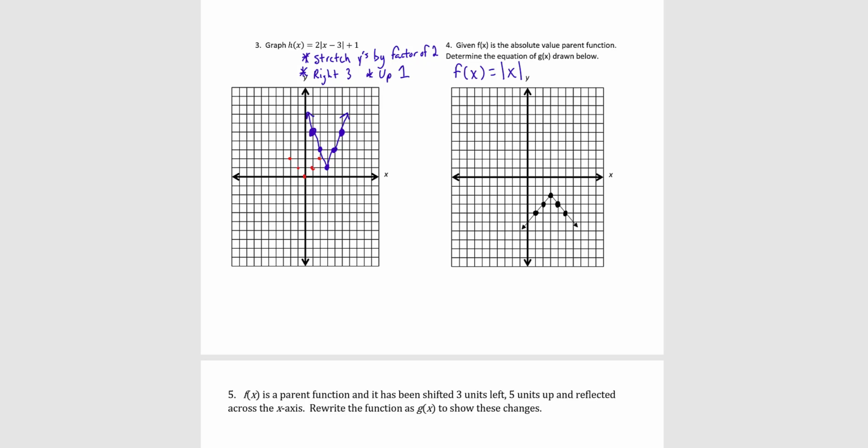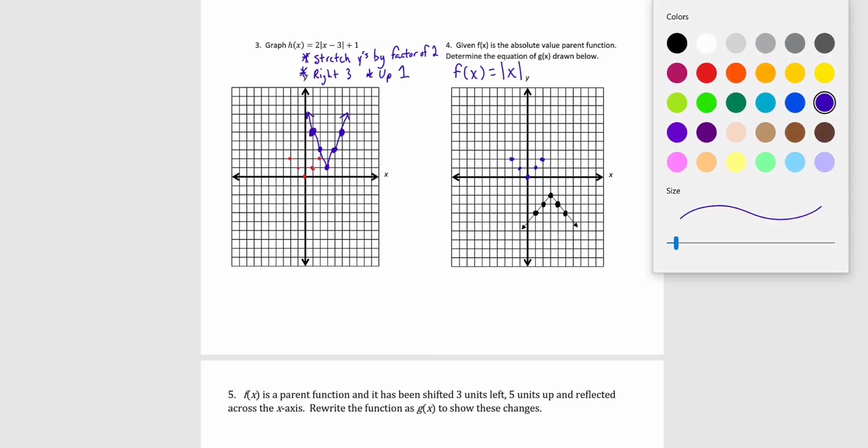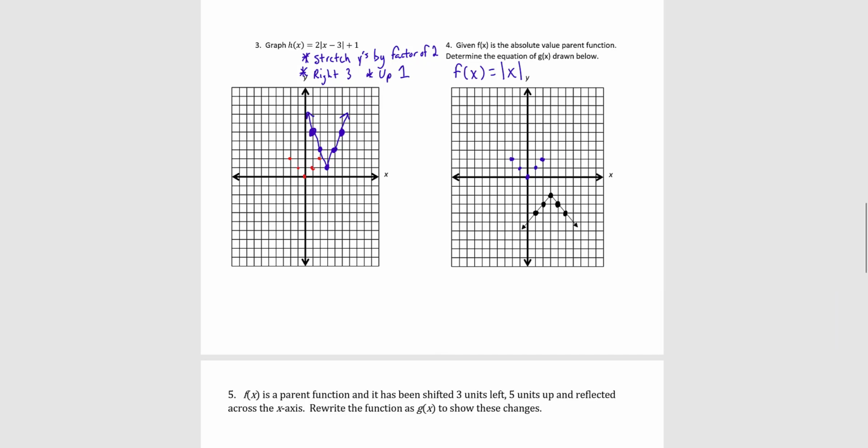So what we need to do is figure out, okay, how is that shifted from the parent function? So I'm graphing the parent function just to get a visual here. But then the rest is just counting to figure out what the transformations have occurred. It's pretty obvious a reflection has occurred since this graph is upside down.